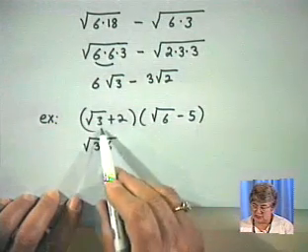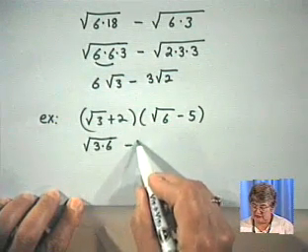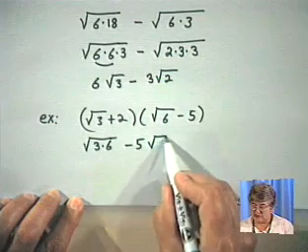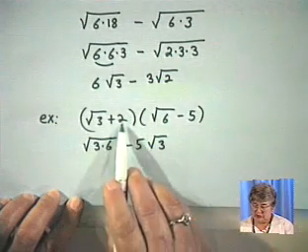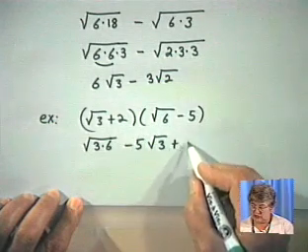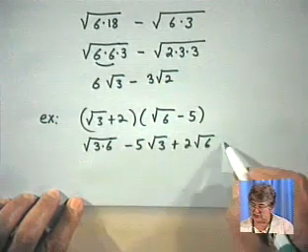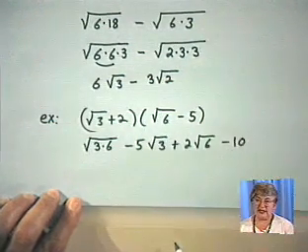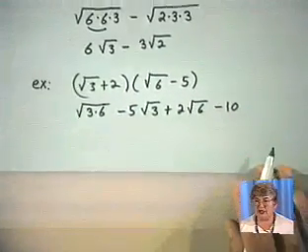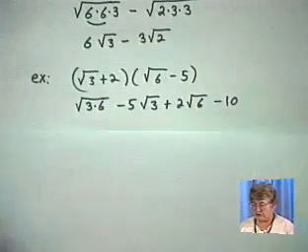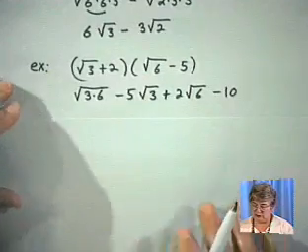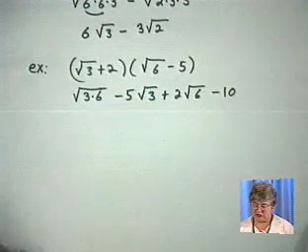Now let's multiply the square root of 3 times the negative 5. That will give us minus 5 times the square root of 3. 2 times the square root of 6 is going to be plus 2 times the square root of 6. And finally, the plus 2 times the minus. If you're comfortable using FOIL, be sure and do that. Whatever you're comfortable with, as long as you remember to multiply every term by every other term.